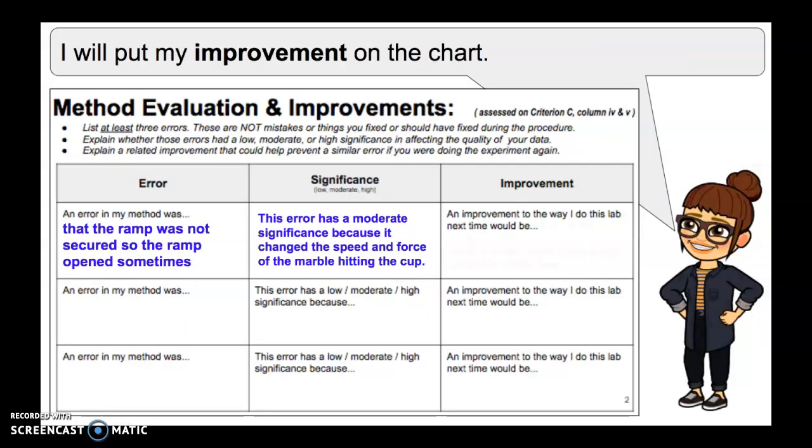So I'm going to put the improvement that I came up with on here. And what I wrote was, an improvement to the way I do the lab next time would be adding more tape so the ramp will stay open at the same angle the whole time. So that is something that I could do next time if I were to do the lab again.